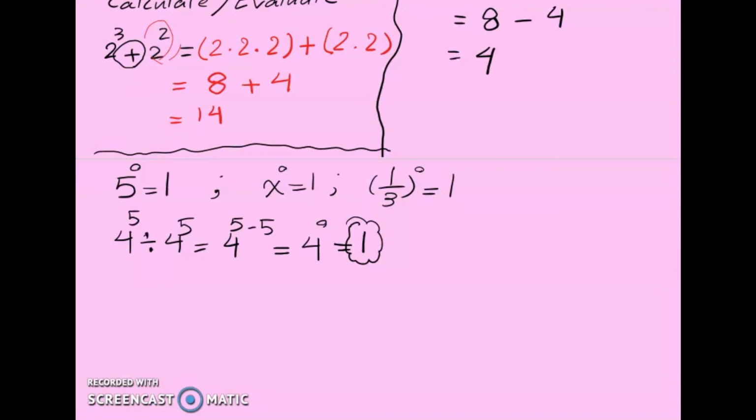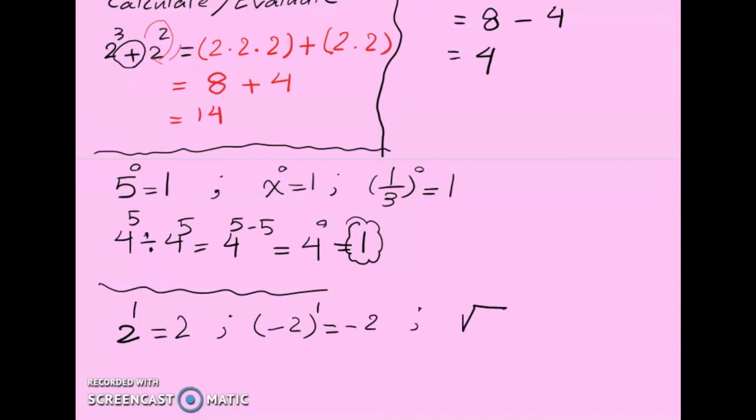And the last point is that you know that any base, if raised to the 1, always would be itself. Therefore, 2 to the 1 is 2. Negative 2 to the 1 still is negative 2. Let's say root 3 to the 1, the answer is root 3, and so on.